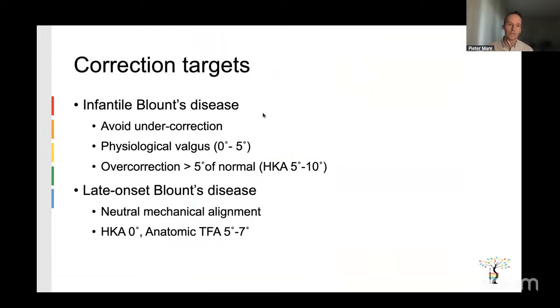So what are our targets? We'd certainly want to avoid undercorrection, and that's borne out in the literature. We aim for physiological valgus between 0 and 5 degrees of mechanical valgus. Some authors advocate overcorrection, and that means that you aim for more than 5 degrees of valgus in the hip-knee axis. Late onset Blount's disease, most authors advocate a neutral mechanical alignment, so that's a 0-degree hip-knee axis.